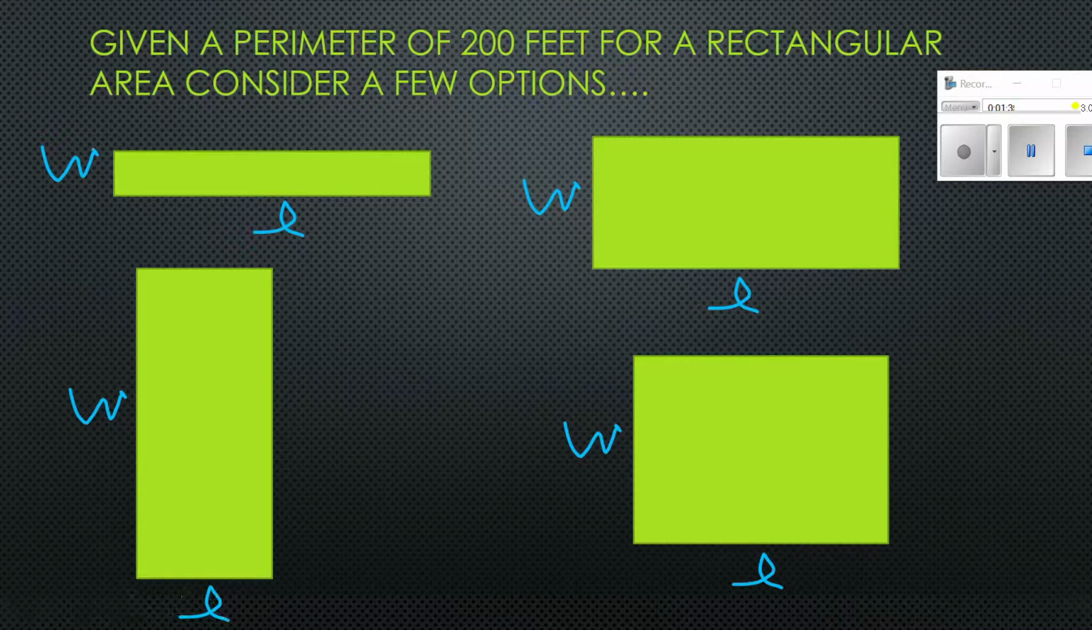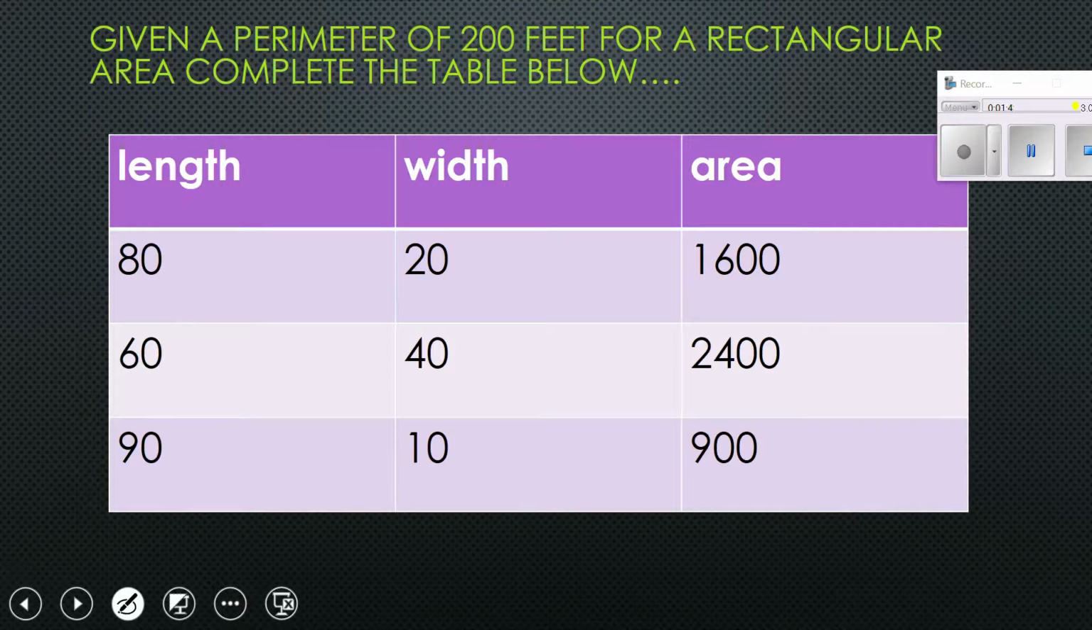Let's look at how we could maybe organize our thoughts in a table. So here are some examples. The first one I gave you, 80 and 20, would give us an area of 1600 because we're going to do length times width. We could also come up with 60 times 40, which would give us an area of 2400, and also 90 times 10. So that'll give us 900.